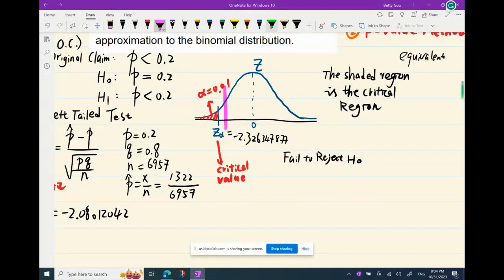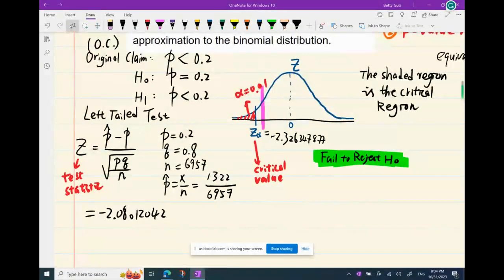Let me highlight this part, and we're going to go back to it in a moment. So that's the critical region or critical value method. In order to apply the critical value method, we need two things: one is the critical value, the other is the test statistic. Any questions about how we find the critical value, how we find the test statistic, and how we compare them?